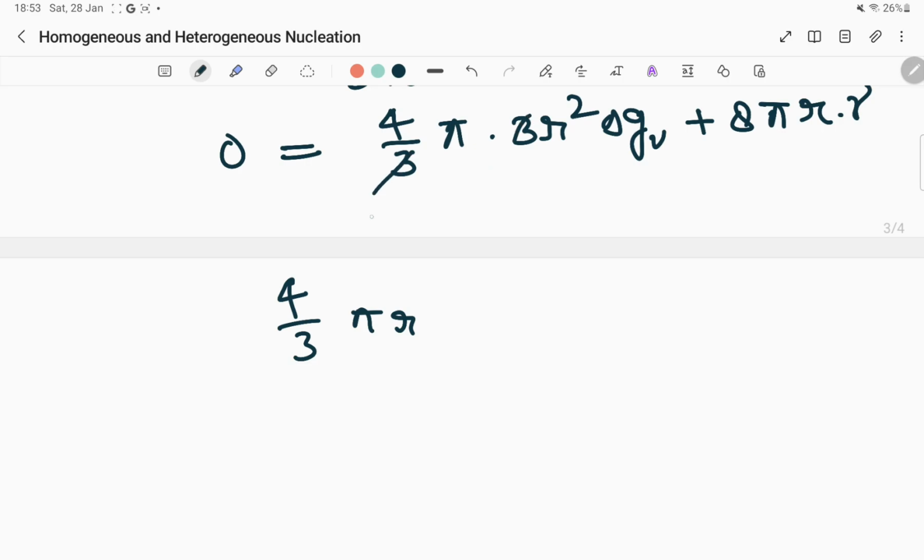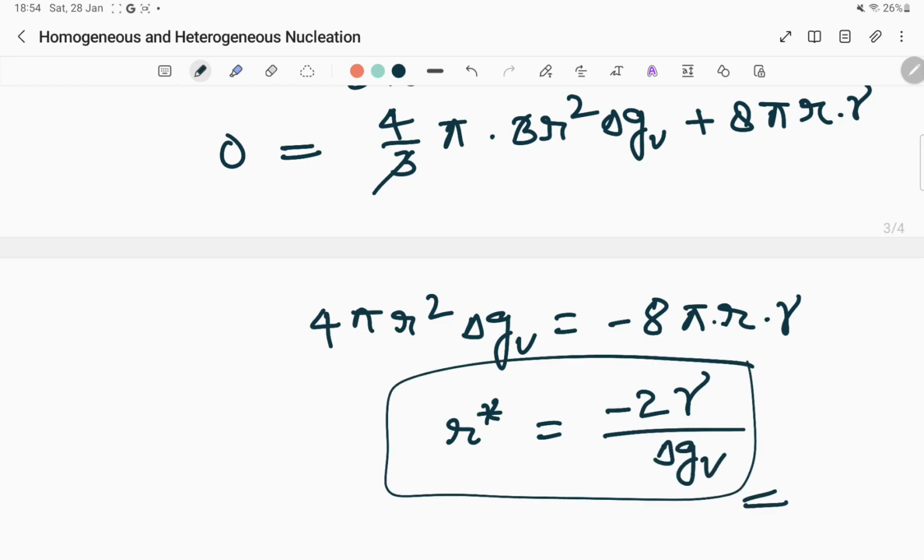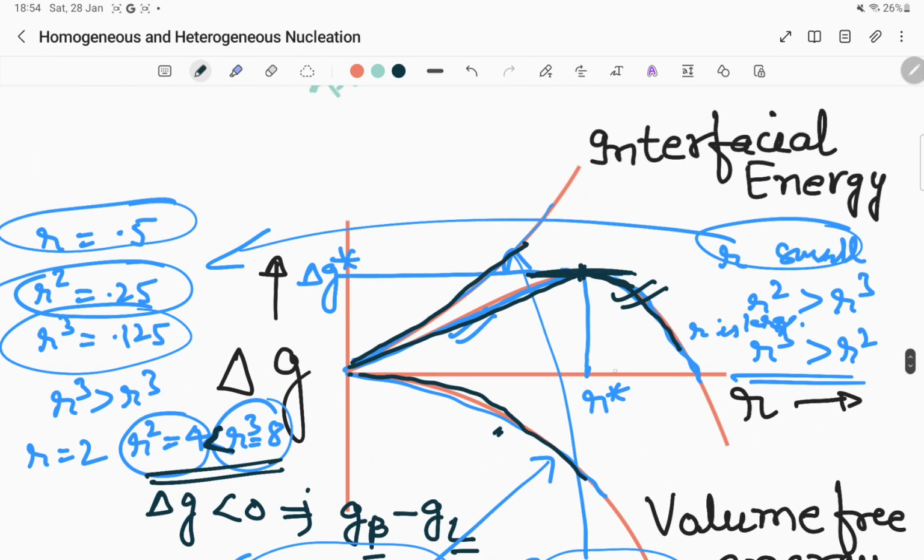So 3 will cut out, so it would be only 4 pi R square delta GV is equal to minus 8 pi R into interfacial energy, and we'll calculate R star directly: R star is equal to minus 2 interfacial energy upon delta GV. So this R star is this value.